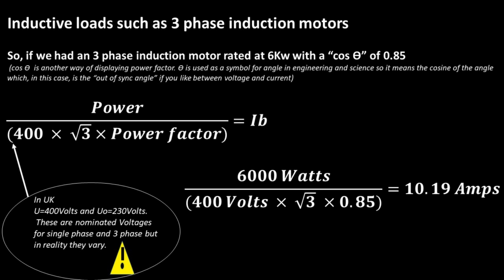Three phase, slightly different. The equation is the power divided by U times the square root of 3 times the power factor. Now, on the slide I've put 400 volts because that is the UK's U at the moment. It does vary slightly, but we allow those tolerances, and that's like our nominated voltage. And the single phase UO line voltage to earth is 230 volts in the UK.